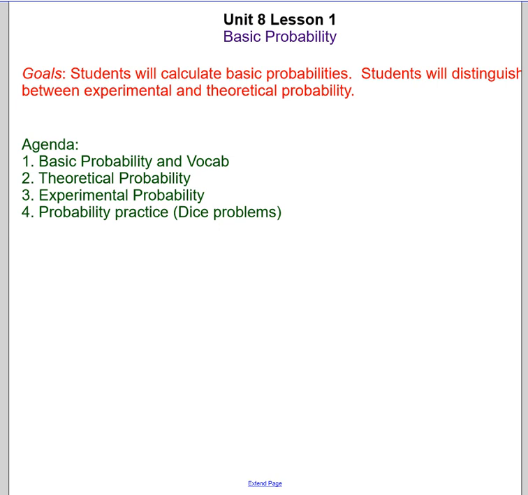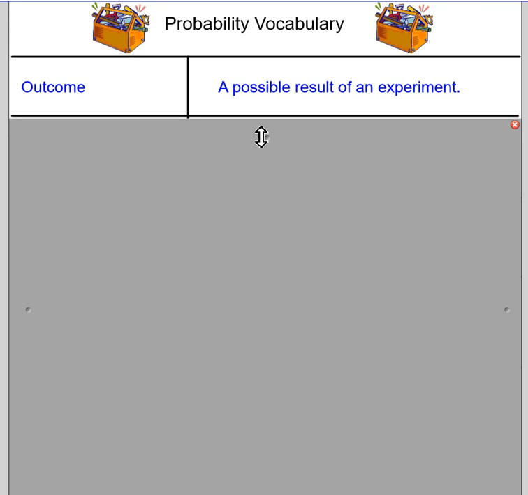So first thing, like I said, we have some vocab. Feel free to pause the video as I go through and then unpause so that you can get all these words down. So first word is outcome. An outcome is a possible result of an experiment. So an experiment could be something like rolling a die, flipping a coin, spinning a spinner, picking a person out of a classroom and identifying what color hair they have. Anything like that, okay? So an outcome is a possible result.